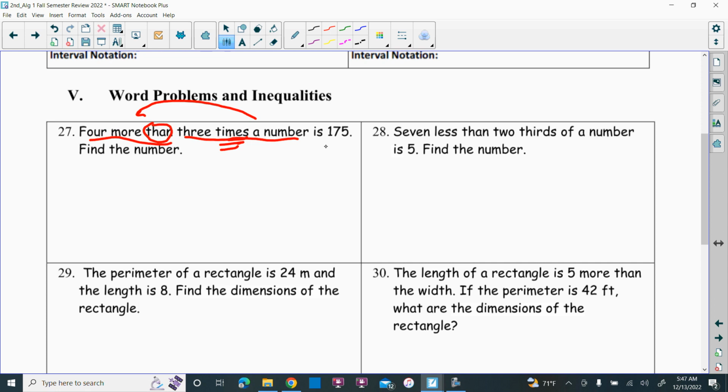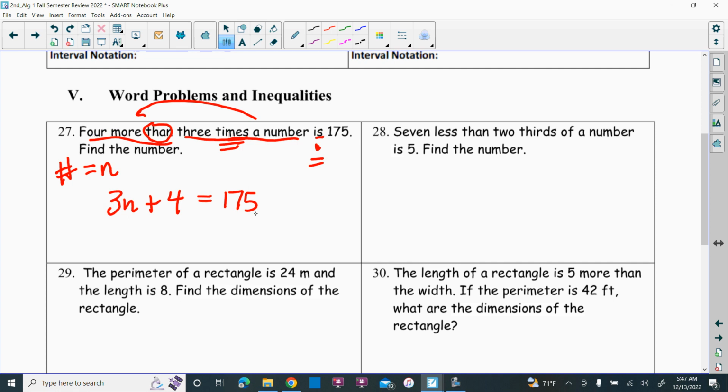The other keyword: anytime I see the word "is," that is your equal sign, and then a number. For anything of a number, I'm going to use the variable n. You can use x, you can use y, you can use anything you want. But 3 times the number means 3n needs to come first. Let me rewrite that so you can see it: 3n plus 4 more, so add 4, equals 175. So this is our setup.